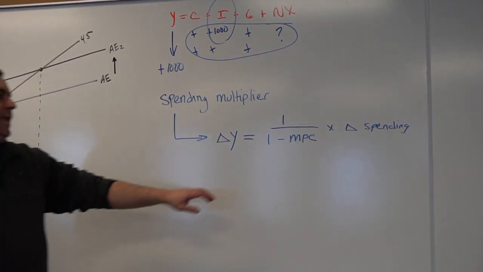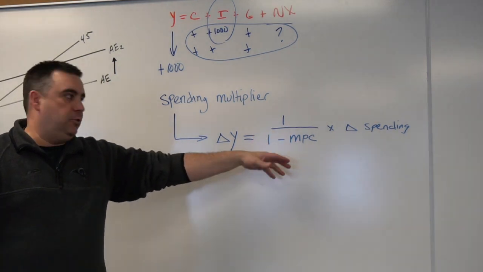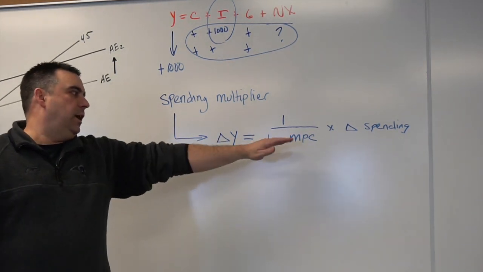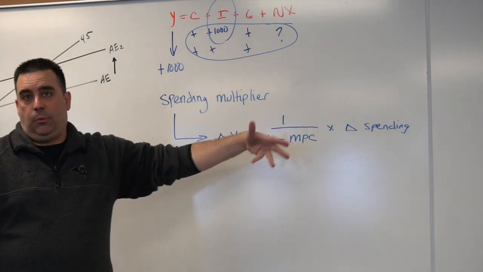Right, we still want to be able to capture the slope of our aggregate expenditure function, so we know we have to have it in there. Again, MPC recorded as a decimal.